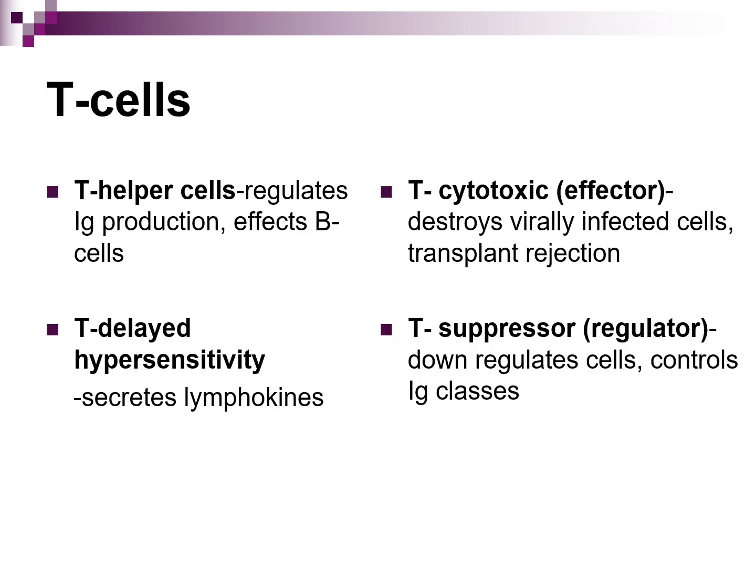So just to summarize once again, here are T cells. We've got our T helper cells that regulate immunoglobulin production and affect B cells. We've got our T delayed type hypersensitivity cells. They secrete lymphokines, and those are both part of the CD4 subset. And then part of the CD8 subset are the T effector cells and T regulator cells. The T cytotoxic effector cells destroy virally infected cells, and they are involved in transplant rejection, while the T suppressor/regulator cells downregulate the ratio of antibody classes.